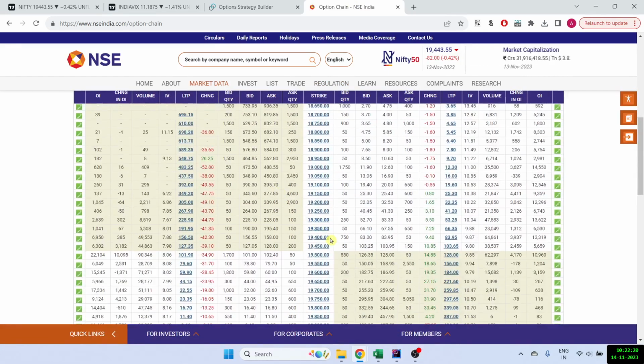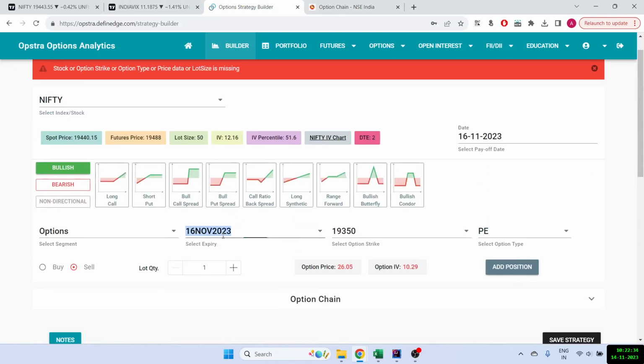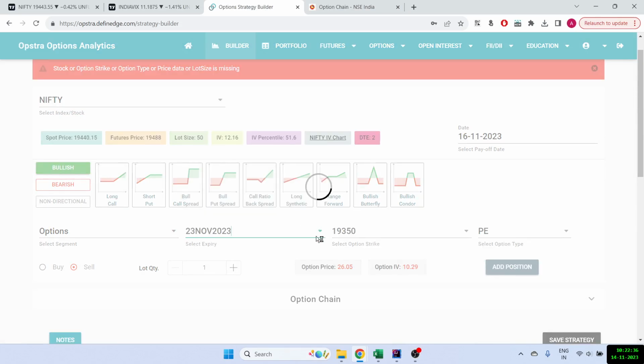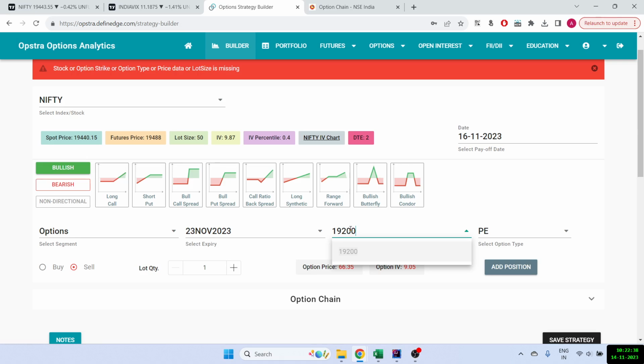Again, I'm trying to find the option which is closest to 22 rupees, which in this case is the 19,150 put, but I will buy a little more expensive option. So in this case, I will buy the 19,200 put. So let me add it here now. I'm changing this to 23rd November, and the 19,200 put is what I'm buying.